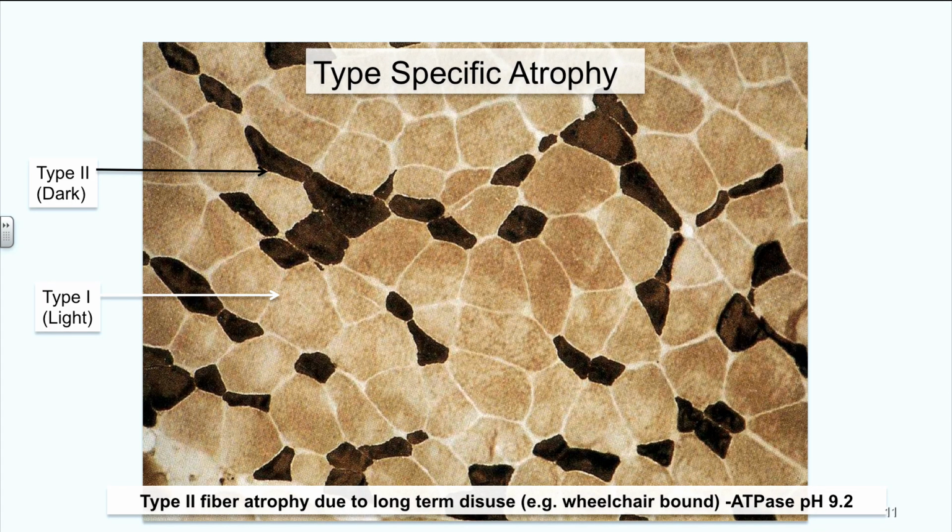An example of pathology, using ATPase at pH 9.2 alkaline, we would expect our type 2 fibers to be dark and type 1 fibers to be light, and this is what this slide is showing. But notice that while your type 1 fibers are practically of normal size, numerous type 2 fibers are present and are very small comparatively.